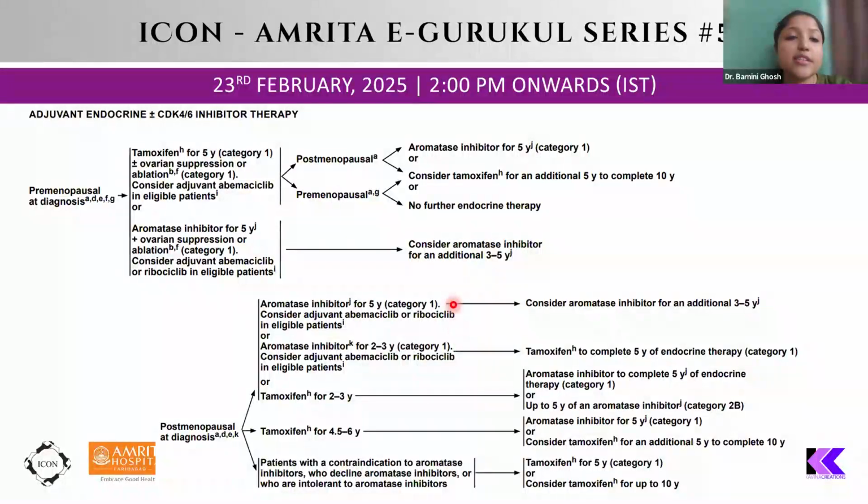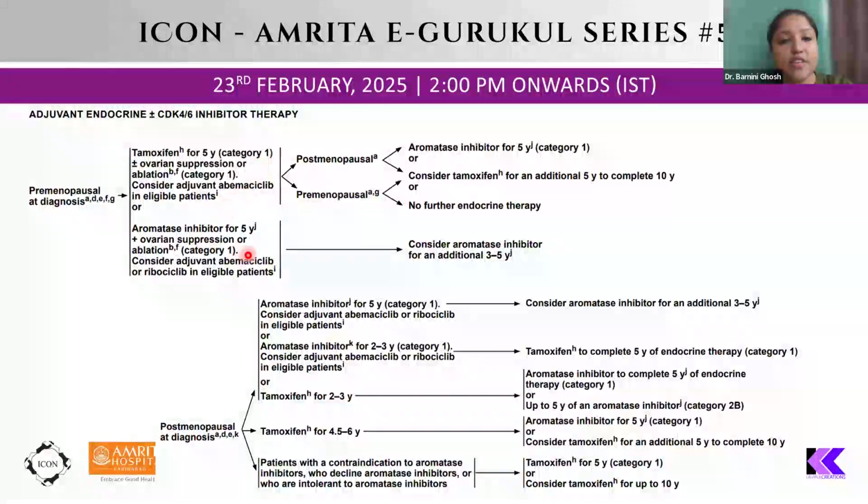So in the adjuvant setting, when we give hormonal therapy, we basically look at the menopausal status of the patient. If the patient is premenopausal, then tamoxifen may be given plus or minus ovarian suppression. However, we have to remember that on the basis of the SOFT and TEXT trials, if such premenopausal patients are at high risk of recurrence, that is having node positive disease, etc., then aromatase inhibitor is preferred based on superior outcomes, along with ovarian suppression or ablation.